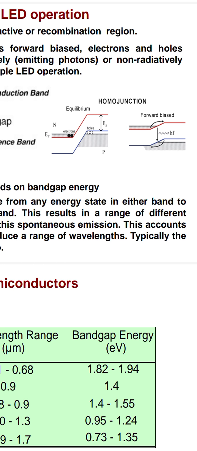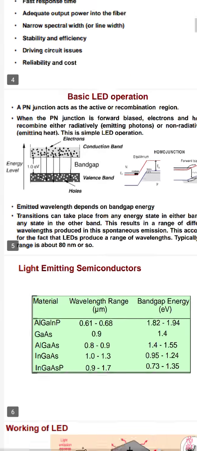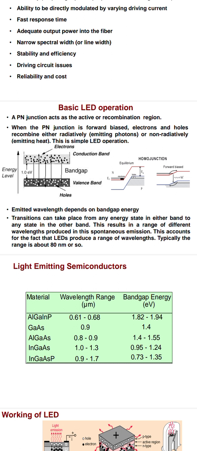Electrons are transmitted from the conduction band to the valence band. These conduction electrons transition and emit wavelengths, which depend on the band gap energy. The band gap energy is the difference from one state to another, and the resulting range of wavelengths is called spontaneous emission. These spontaneous emissions are produced in a range of wavelengths, typically from about 800 nanometers and above.